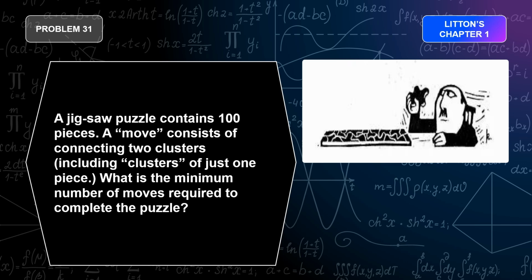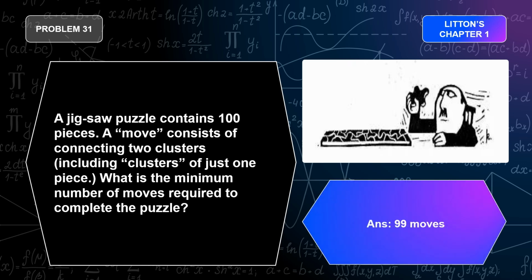Problem number 31. A jigsaw puzzle contains 100 pieces. A move consists of connecting 2 clusters, including clusters of just 1 piece. What is the minimum number of moves required to complete the puzzle? The correct answer is 99. The number holds true regardless of the manner in which the puzzle is assembled. The proof is trivial. We start with 100 pieces and end up with a single cluster. Each move reduces the total number of clusters by 1. Hence 99 moves.